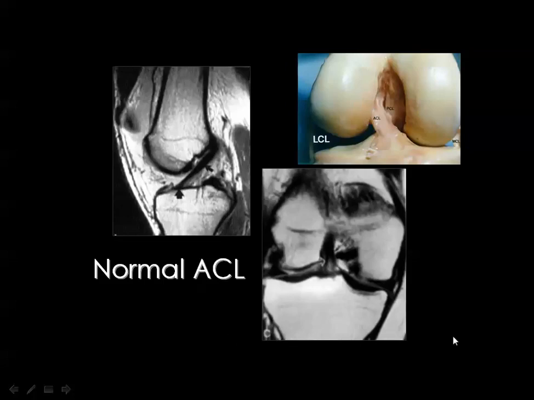And in the coronal images, whenever you look in the notch, you will see the anterior cruciate ligament related to the lateral femoral condyle, and the horizontal part of the posterior cruciate ligament is attached to the inner aspect of the medial femoral condyle, as I have mentioned in the section on anatomy.